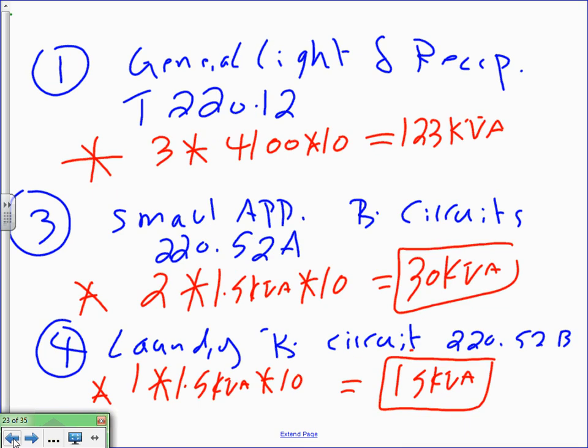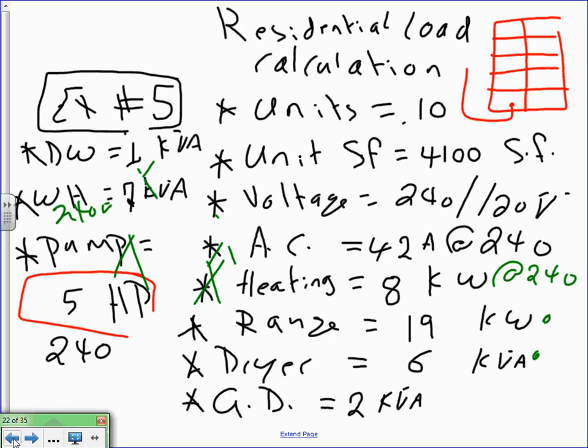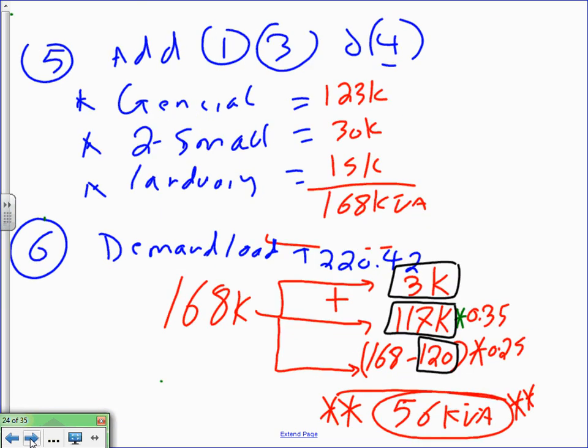For the neutral, right here, you guys remember, anything 240 will not count for the most part towards your neutral. So you start right here with demand, so general light. I'm going to start with the neutral, step number 6. Now, demand load for the neutral, this 56 will be the same.